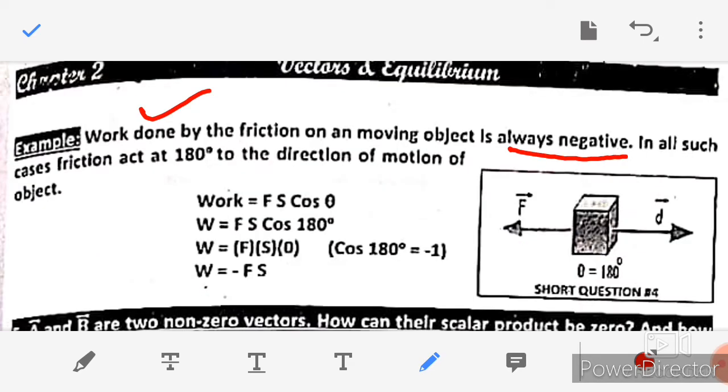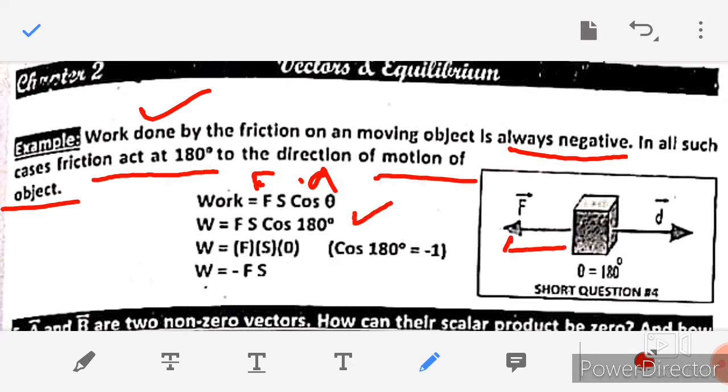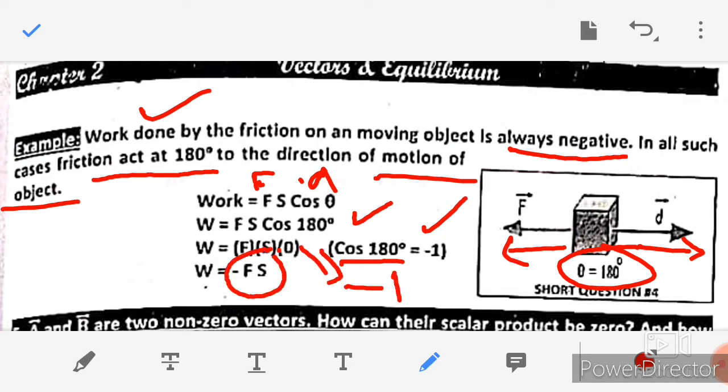Work done by friction in moving an object is always negative. In all cases, friction acts at 180 degrees to the direction of motion of the object. Work done is equal to F dot d or F dot s, which is Fd cos theta. The force is in the opposite direction to the displacement, so making an angle of 180 degrees. So cos 180 degrees is minus 1. So putting the negative sign here, work done is equal to minus Fd.